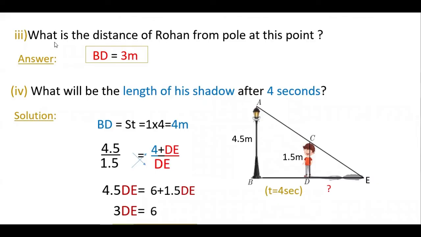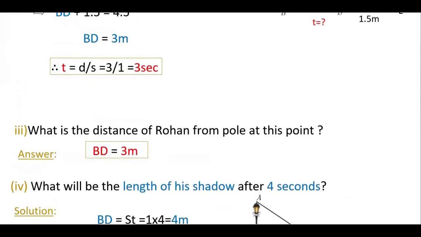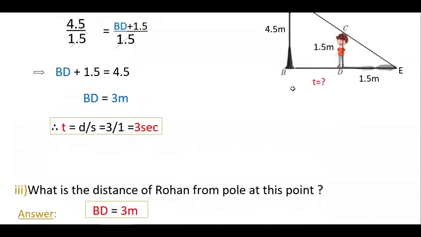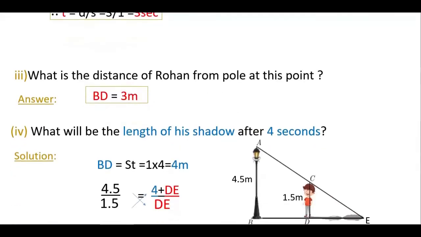The next question is, what is the distance of Rohan from pole at this point? So here you have already calculated the distance of Rohan from the pole at this point. At this point means at D. So the distance here we have calculated is 3 meters. So directly you can write BD is equal to 3 meters.